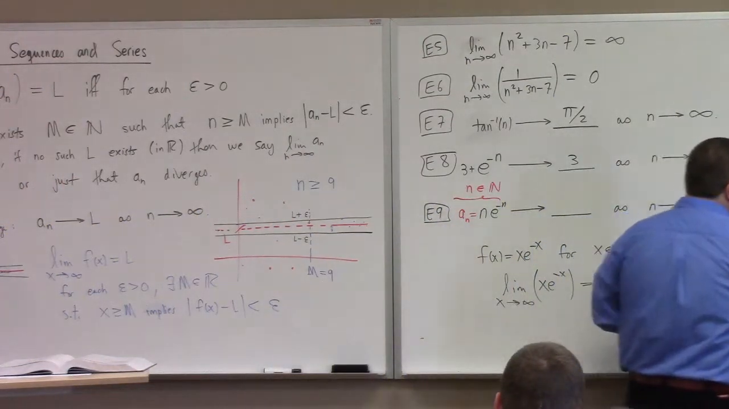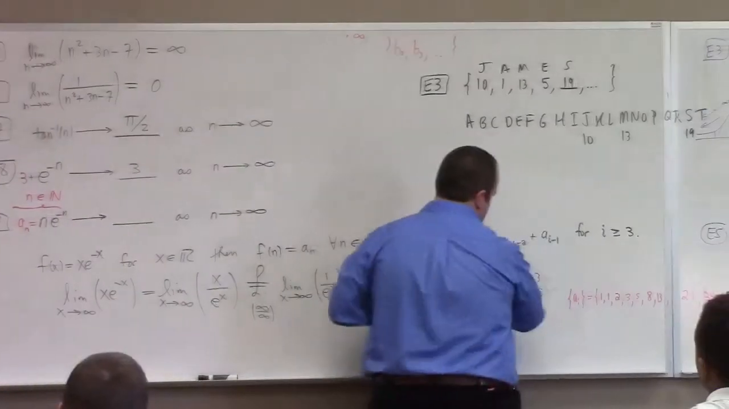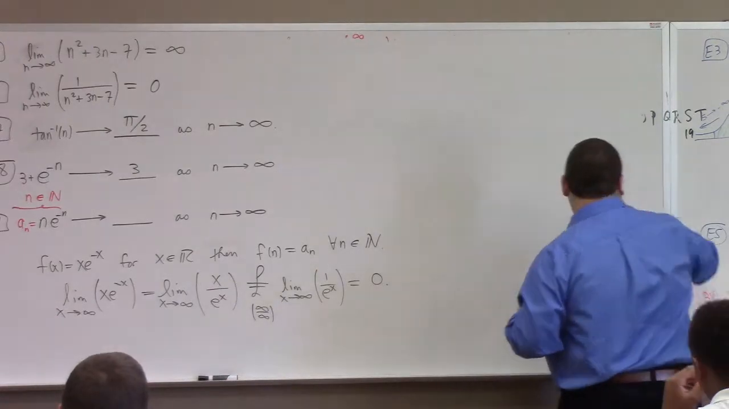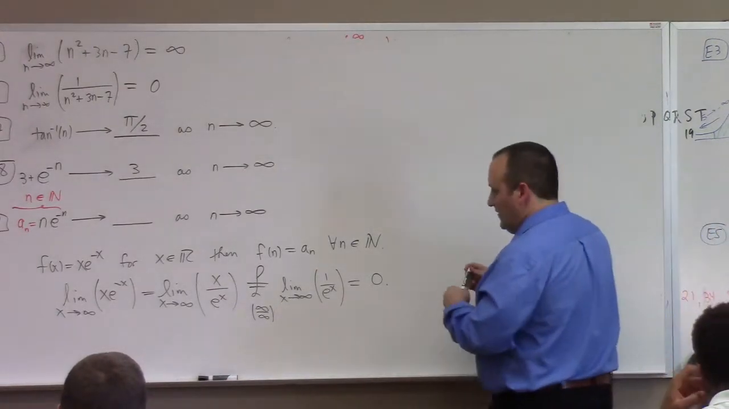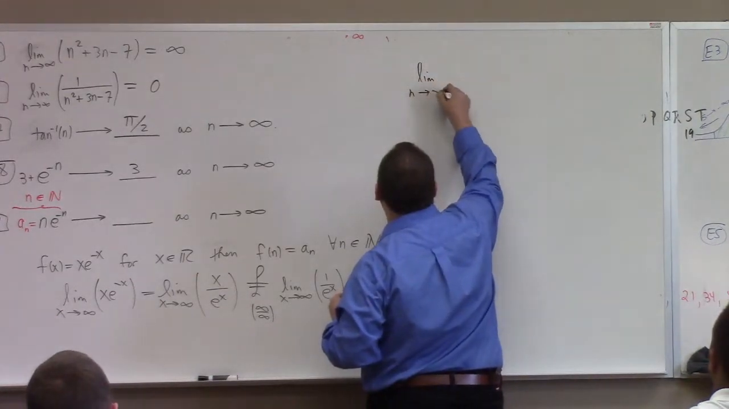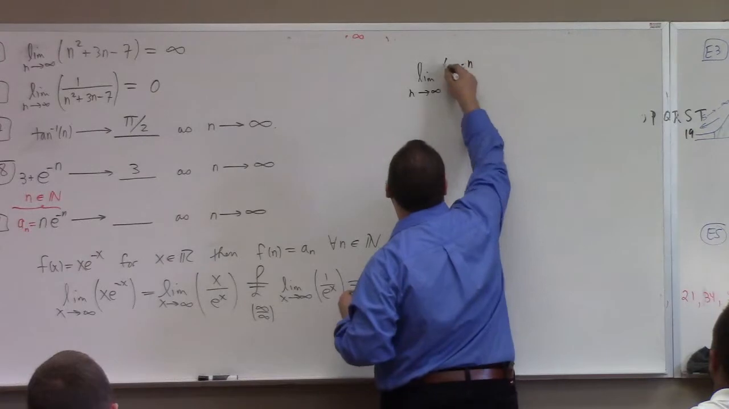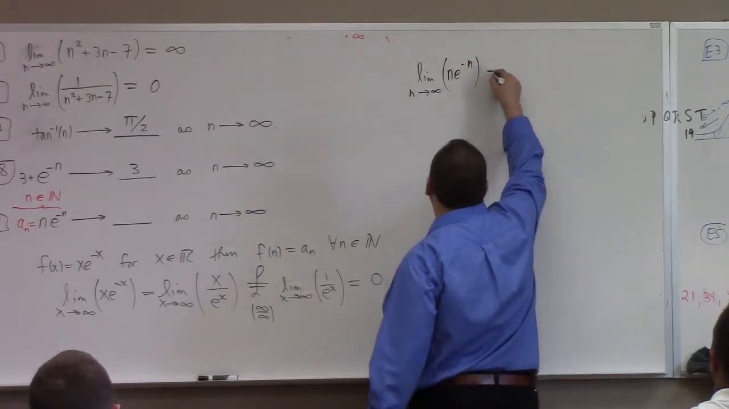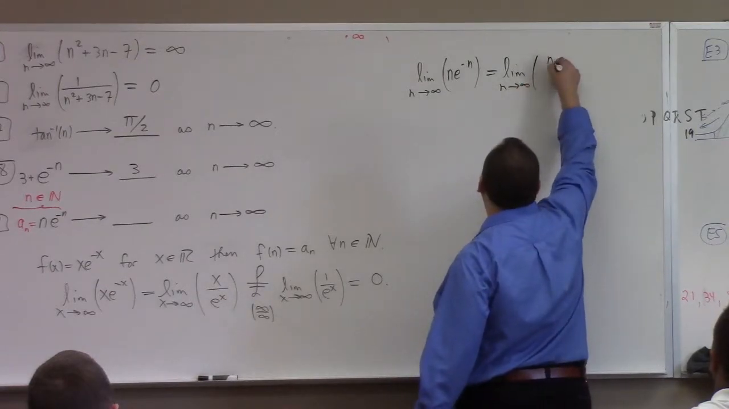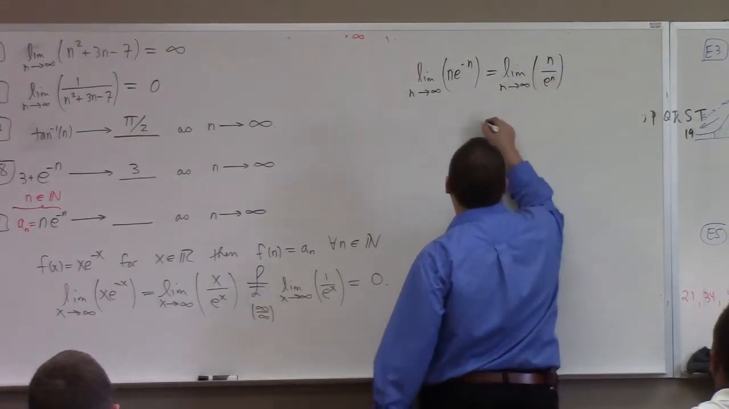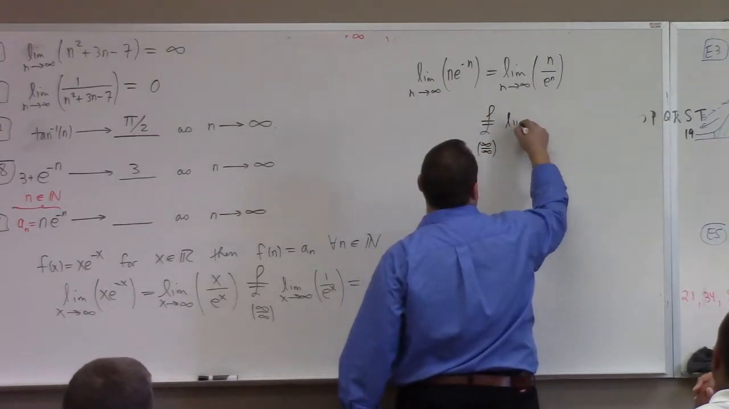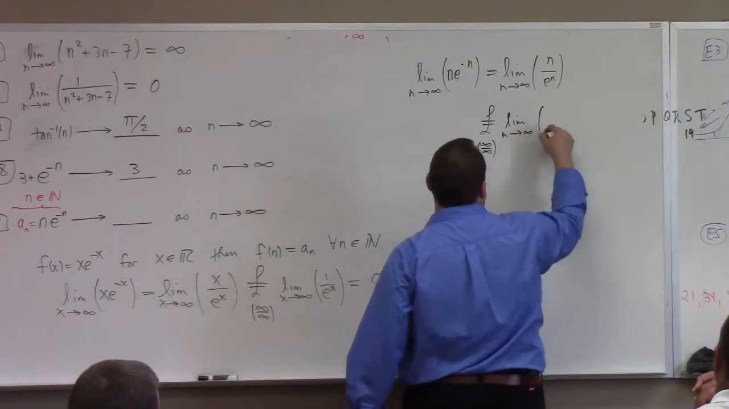Here's language we can use. We could say the limit as n goes to infinity of n e to the minus n. Here's what I'll say. This is equal to the limit as n goes to infinity of n over e to the n. And then by L'Hopital's rule, type infinity over infinity, this is the limit as n goes to infinity of 1 over e to the n.